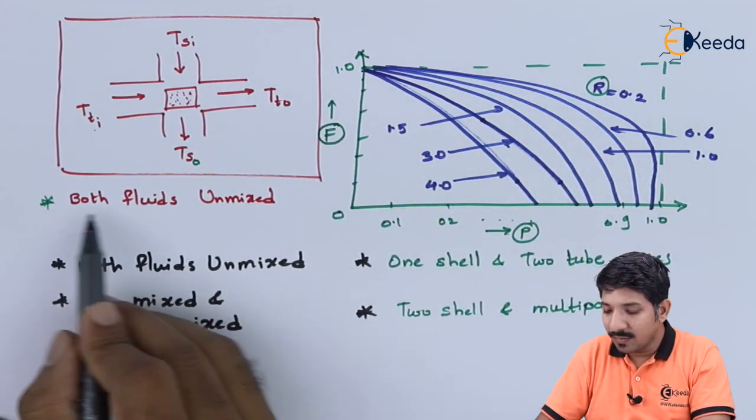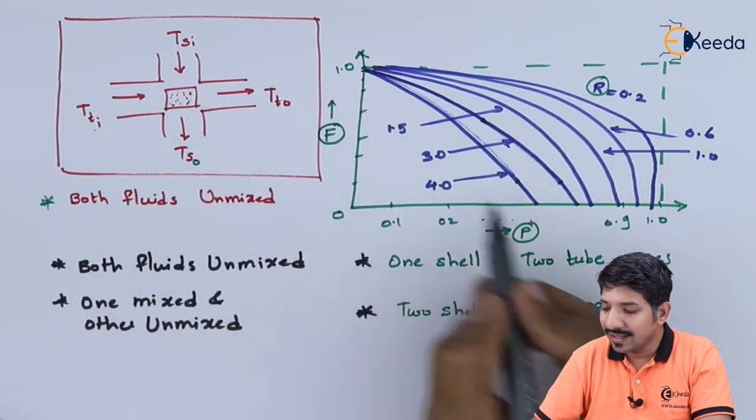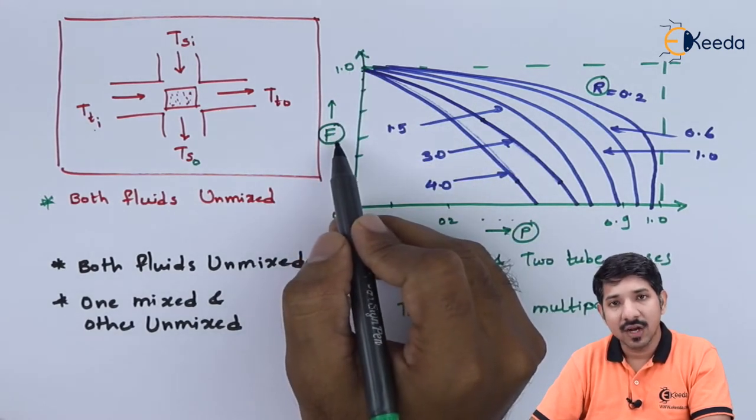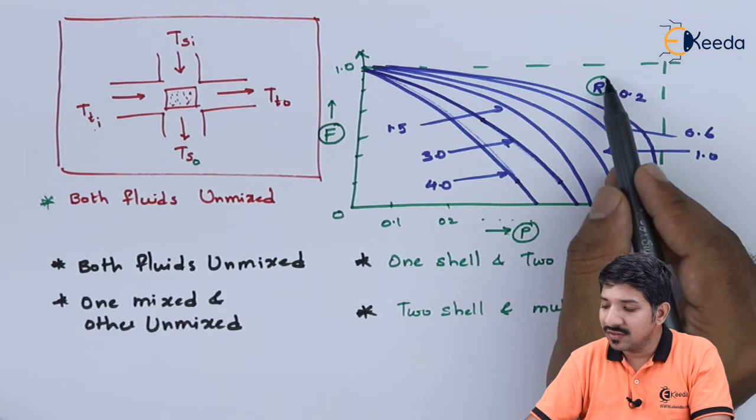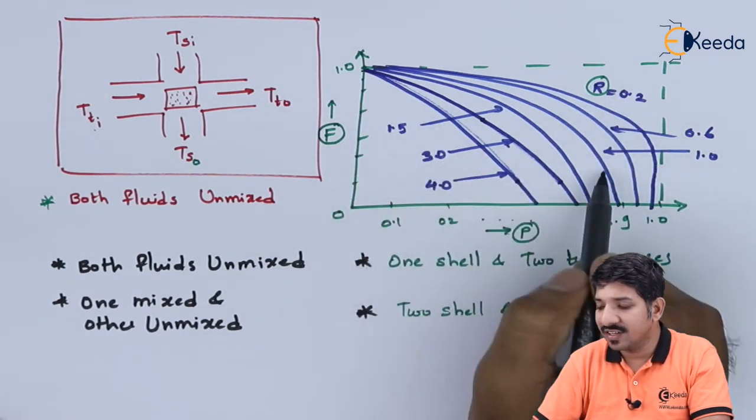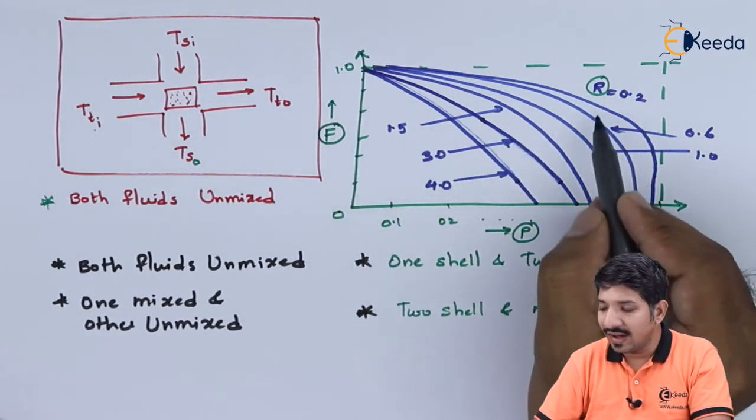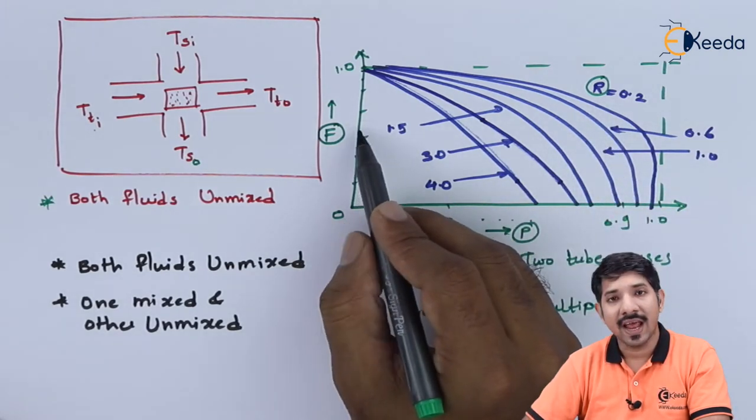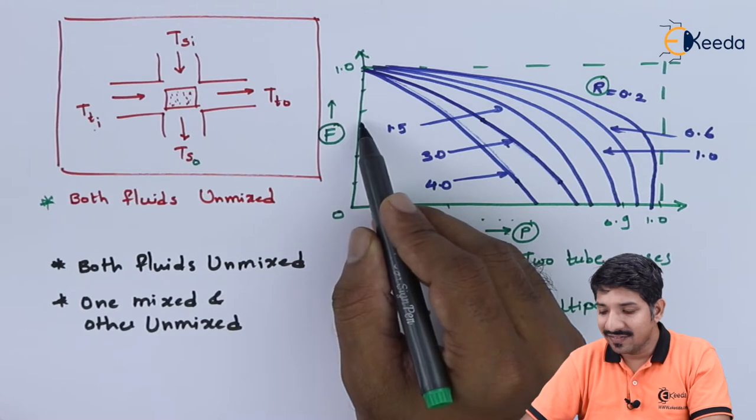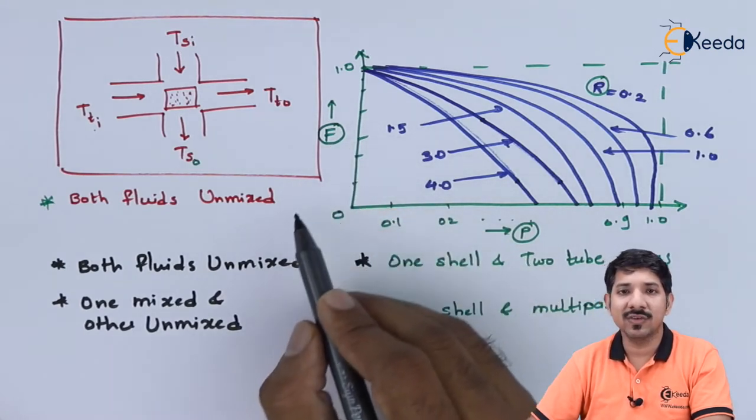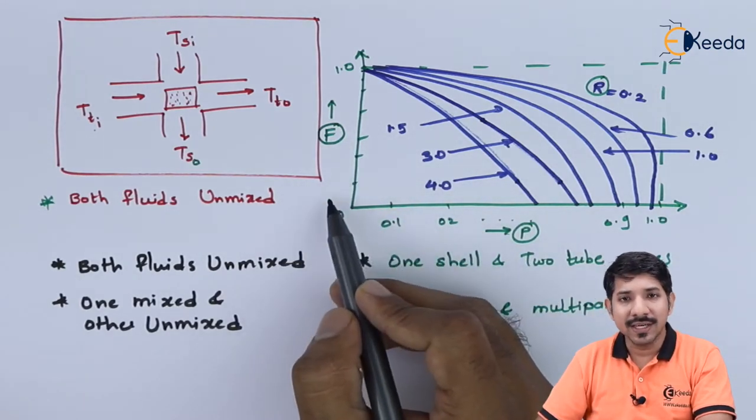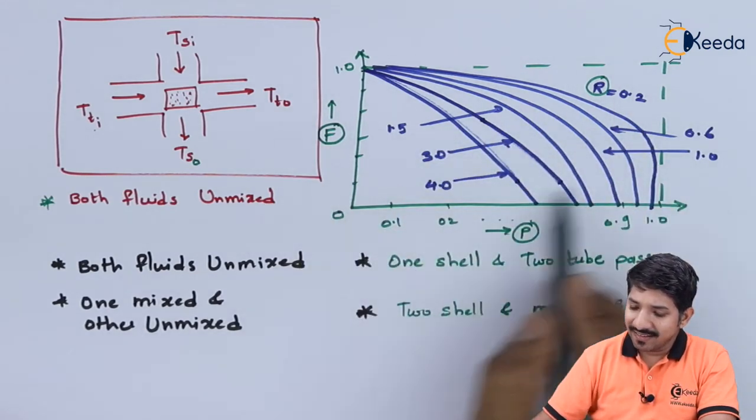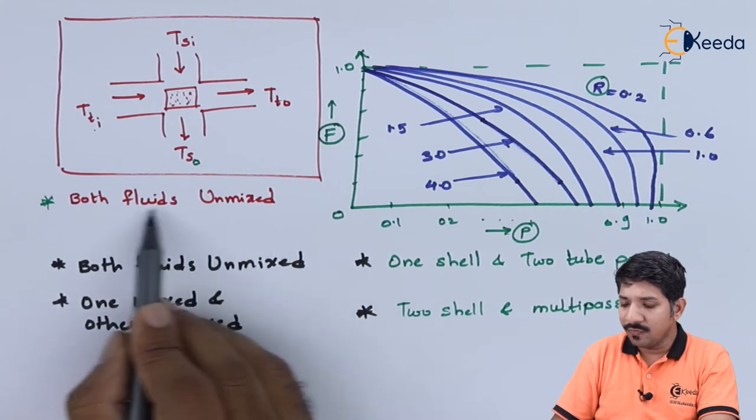This is the graph for both fluids unmixed, where on the x-axis we have P and on the y-axis we have F. Then based on the value of R, we have different curves here. So if I know the value of R and the value of P, I can straight away find the F value, that is the correction factor. And with this correction factor, I can find out the value of Q dash using the LMTD for the counter flow. Now this diagram was simply given for both fluids unmixed.